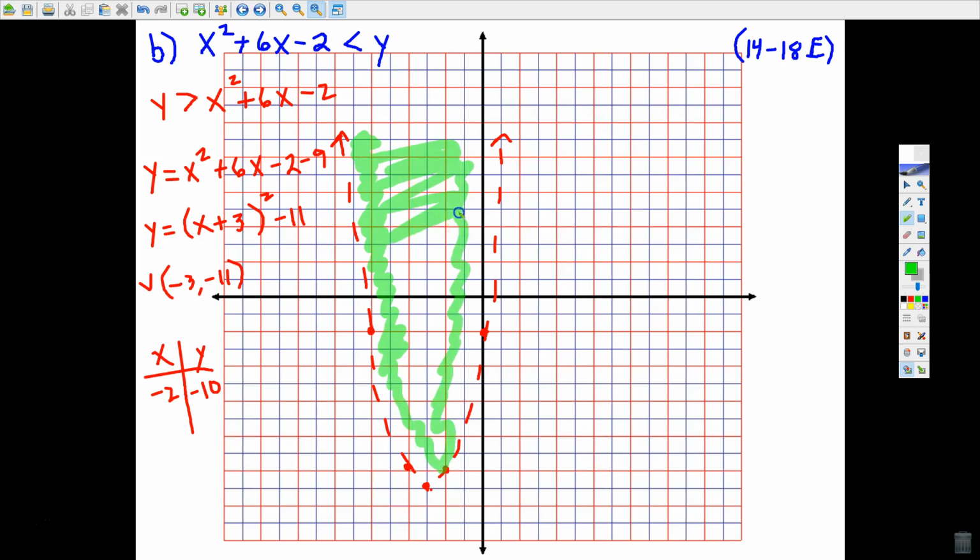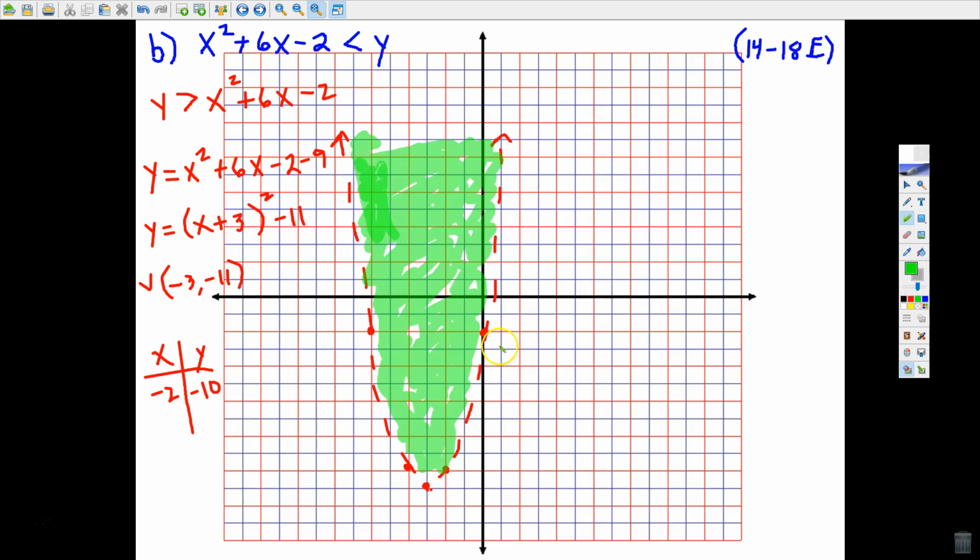And once again, if you want some assurance, you can pick an ordered pair that's in your shading and see if it works. And if that point works, then the other points in the shading should also be true. Now remember, in this case, we cannot choose ordered pairs actually on the parabola because it has to be just greater than, not or equal to.